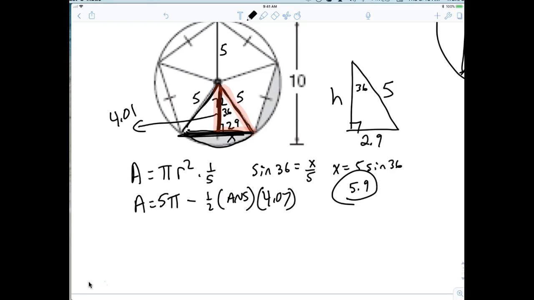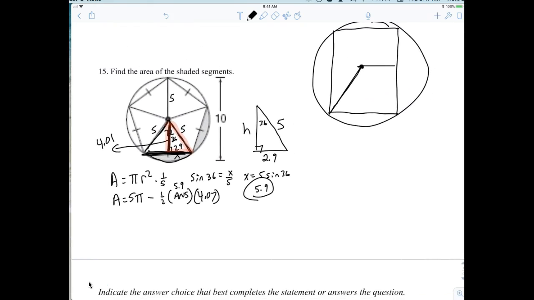You have to be real careful. So that's 5.8, 5.9. What did you get the 36 for? 360 divided by 5 is 72. 72 divided by 2 is 36. Now just multiply 5 pi minus 1/2 times 5.9 times 4.07. And then you have to take that answer and multiply it by 2, because we have one more to go over here.